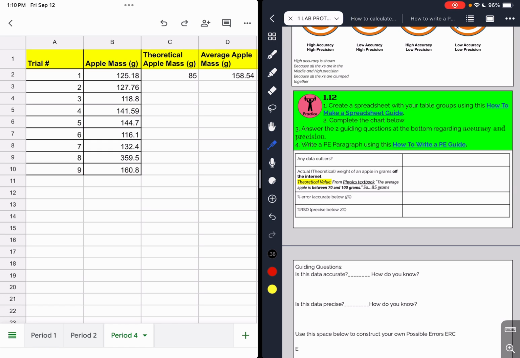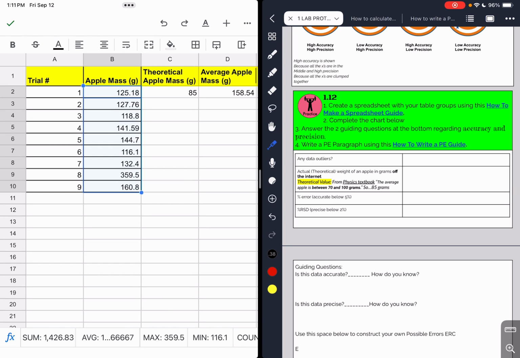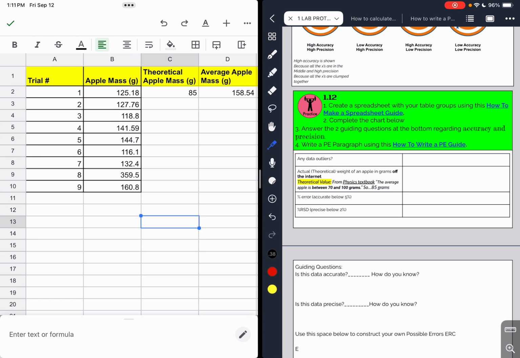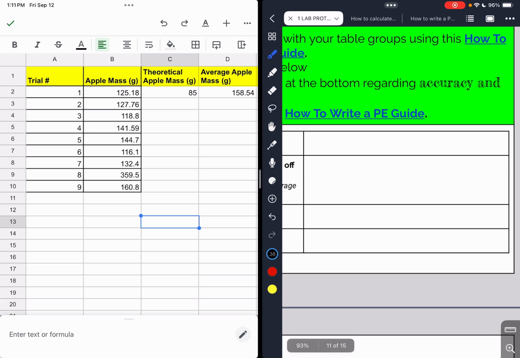If you look at the left side of the screen, we have 9 different measurements for the Apple mass, and then our average mass is 158.54 grams. So we want to look at trials 1 through 9. We want to look at these and compare to the average to see, are there any values that stick out as being pretty different? And if there are, then those are going to be our outliers.